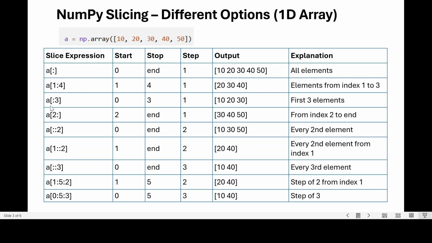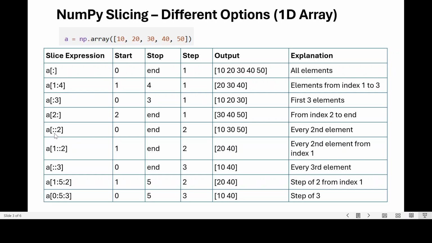Next expression, a of colon 3. When the start index is omitted, NumPy automatically starts from index 0. It selects elements until index 3, but index position 3 will not be included. So the output is 10, 20, 30, which are the first 3 elements. Then the next slicing expression, a of 2 colon. Here slicing begins from index 2 and continues until the end of the array because we are not mentioning any stop value. So the output is 30, 40, 50.